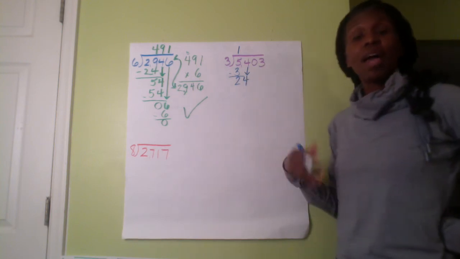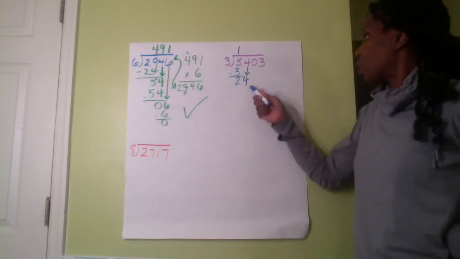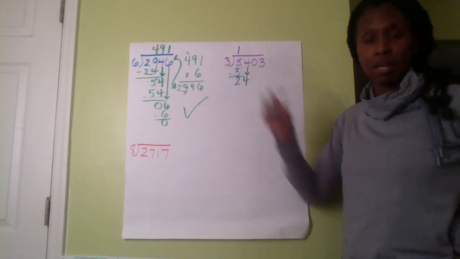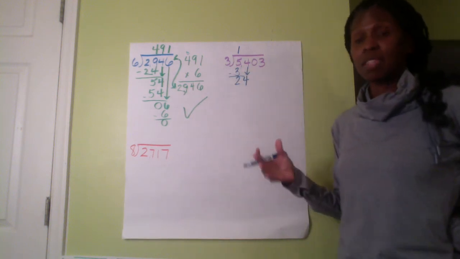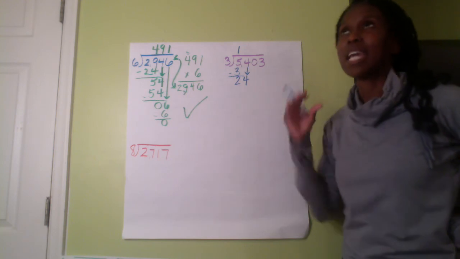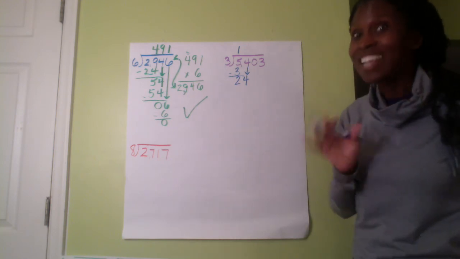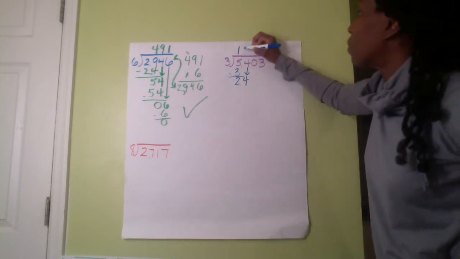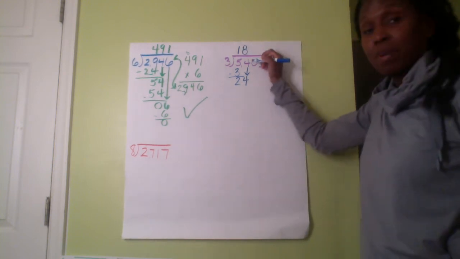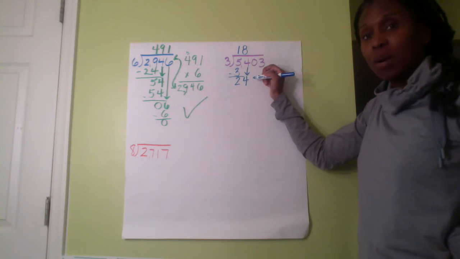All right, and so now I repeat. So now it's 24 divided by 3. Nice, because I can think of a 3 multiplication fact that's equal to 24, and that is, say it louder, it's 8. Very good. I put the 8 right here above the 4 because that's the digit that I brought down. And now I multiply.